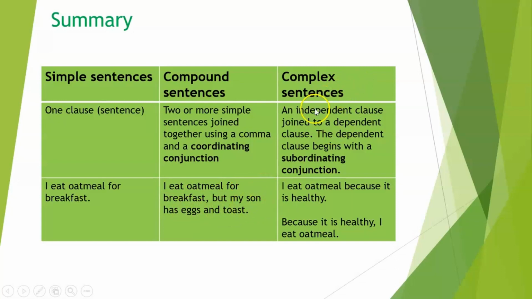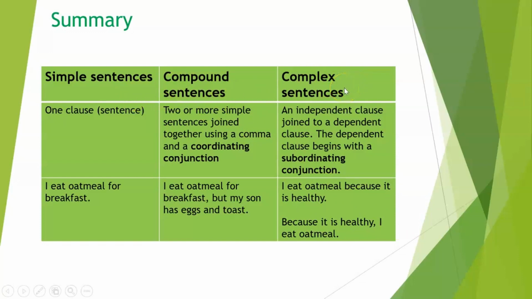Complex sentences: an independent clause joined to a dependent clause. The dependent clause begins with a subordinate conjunction. I eat oatmeal because it is healthy. Or we can say, because it is healthy, I eat oatmeal. Okay, everyone, so that's a quick summary of simple, compound, and complex.